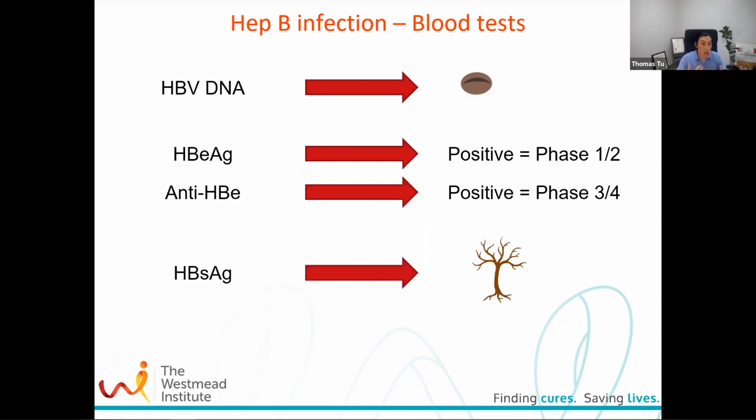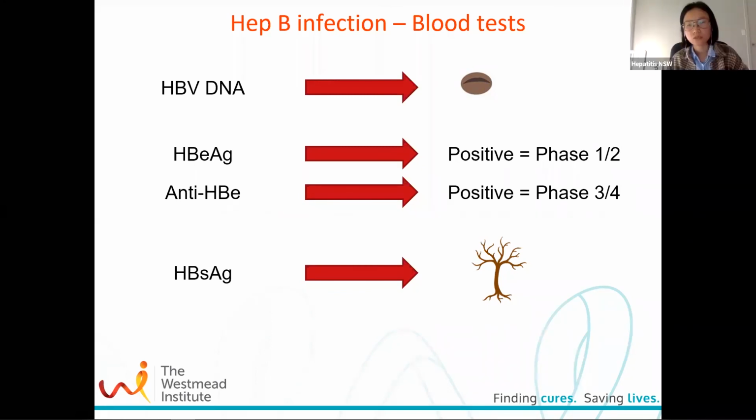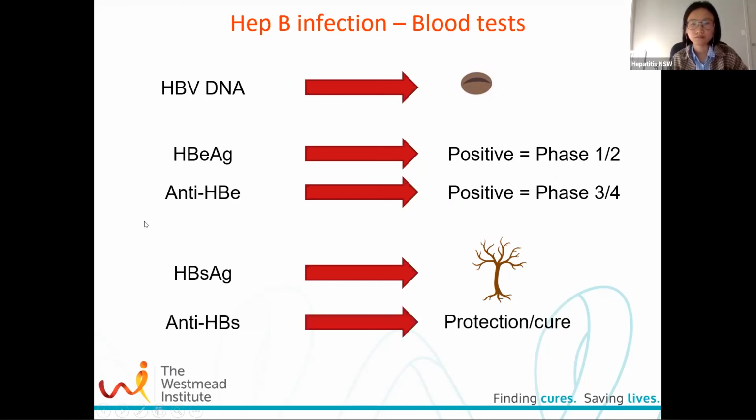When you get a surface antigen, HBsAg test, that measures how many trees there are, how many cells have the virus in them. And when you have an anti-HBs test, that's determining if you're protected or not from the virus.